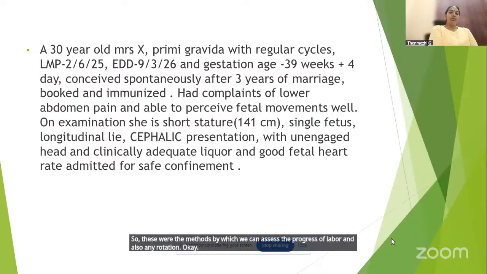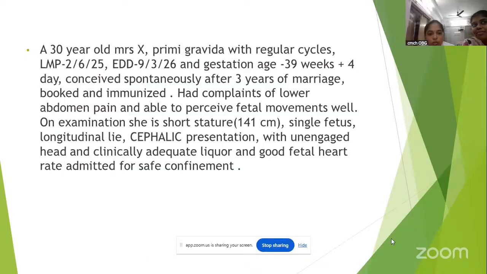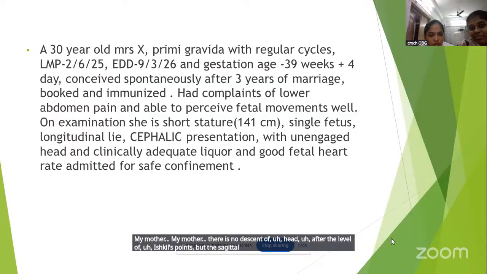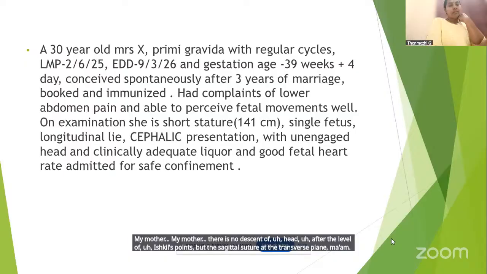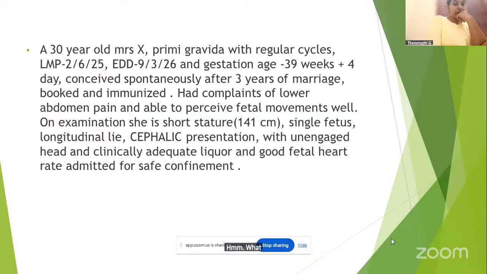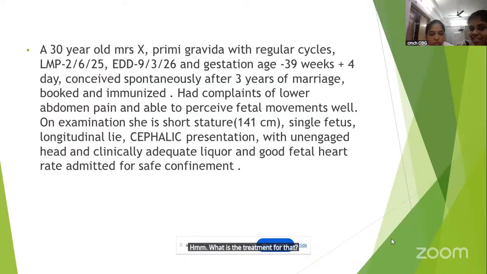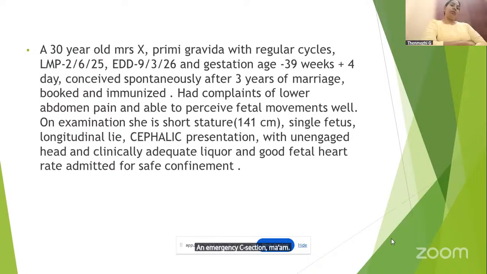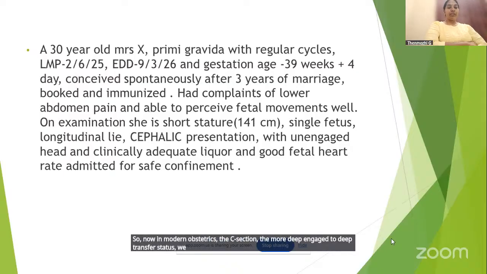So when the patient goes into deep transverse arrest, what is your definition? Ma'am, there is no descent of the head after the level of ischial spines with the sagittal suture in the transverse plane. What is the treatment for that? Emergency cesarean section, ma'am. So in modern obstetrics, C-section. In deep engaged transverse arrest, we don't try for a rotational delivery.